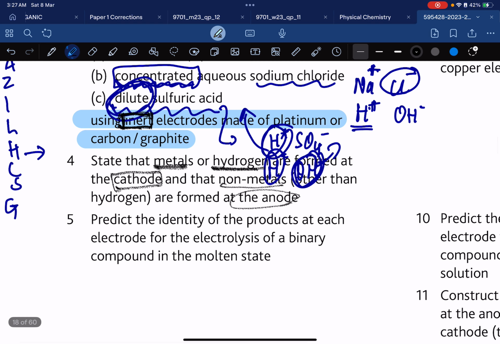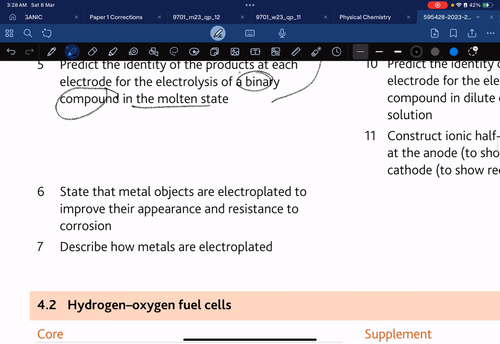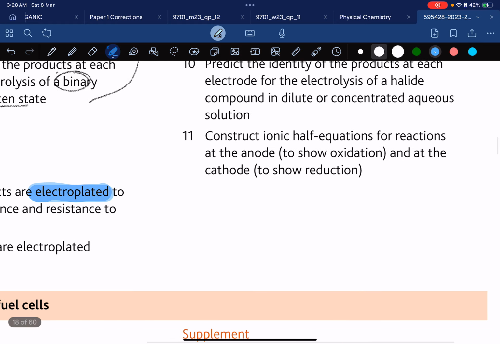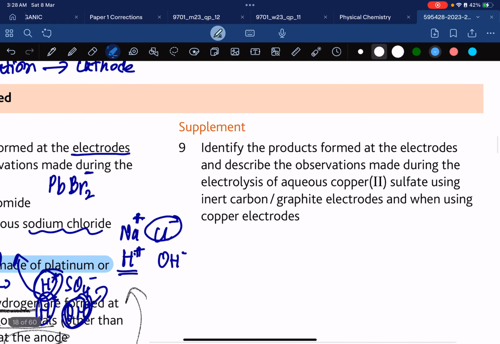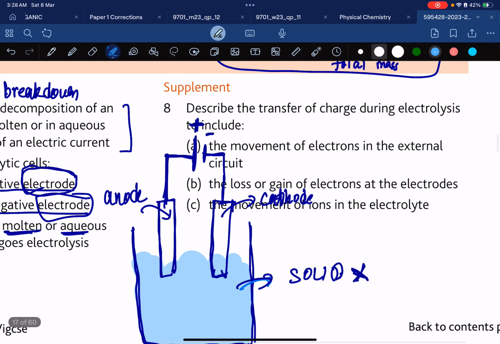Predict the identity of the products at each electrode for the electrolysis of a binary compound in the molten state. We basically did that over here. State that metal objects are electroplated. Very important. We need to talk about electroplating.